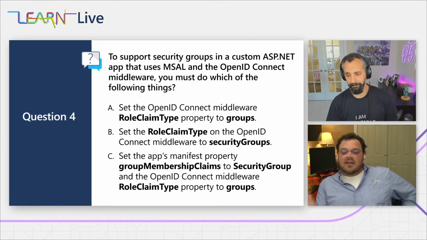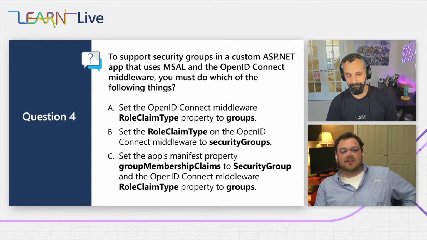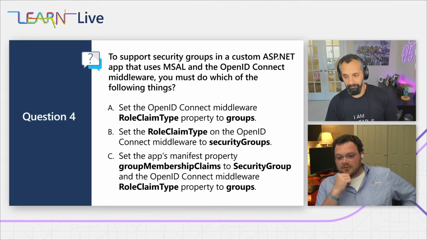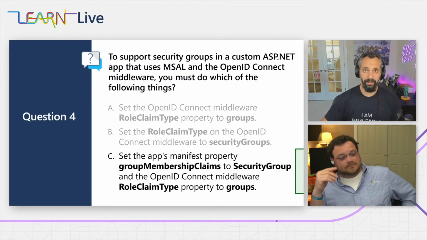So if we were to not have put emit as roles in our optional claims, now we have come down as a group claim. It would have come down as groups. I'm feeling like we definitely would have to do that, right? And of course, we're not going to get the group claim at all if we don't set that toggle in the manifest for group membership claims. So I'm going to have to say C. It is C. You're absolutely right.